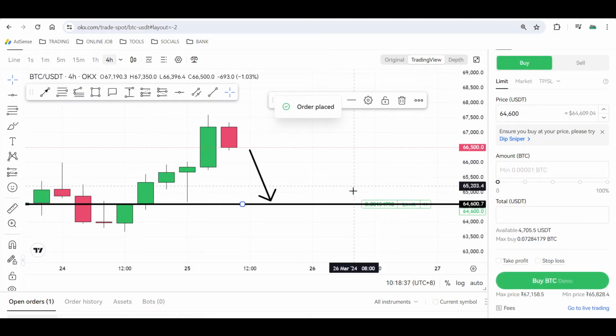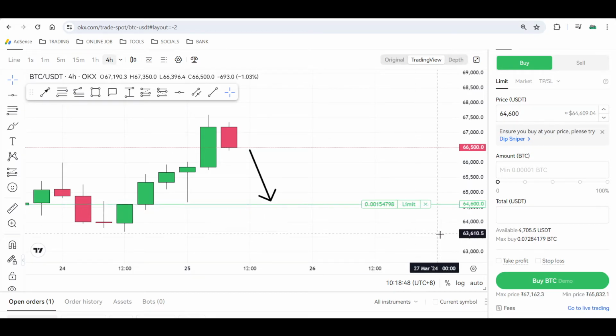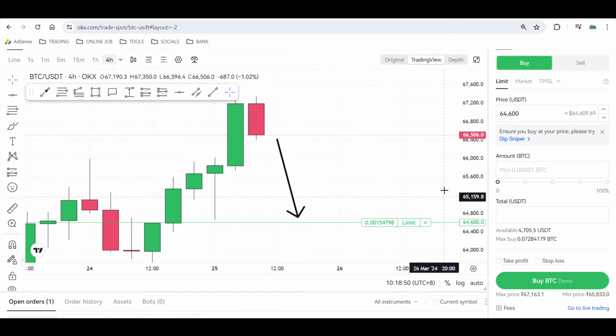There you go. So automatically, it placed a limit order here. Okay, so it placed a limit order at around 64,600. Okay, so let's remove this one so you won't get confused. All right, so there you go.